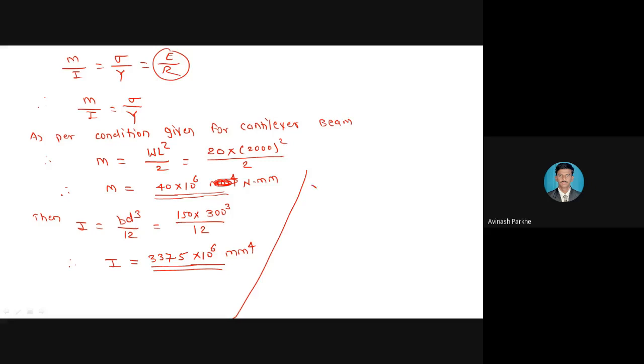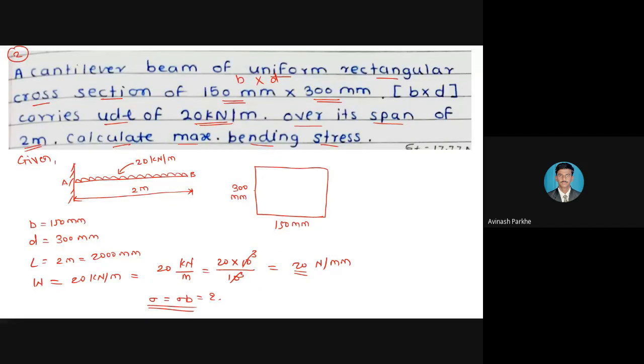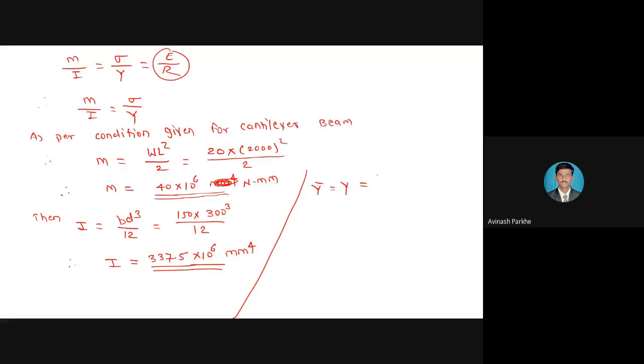Then Y bar, or Y, is the vertical distance. In case of a rectangular section, this is your neutral axis, which means we have to decide the position of the neutral axis. Initially, we don't have it. So from the bottom side, the position of the neutral axis is 150 mm, exactly at the center. That means 300 divided by 2, D divided by 2. We are calculating the vertical distance, that's why we have taken Y bar and Y.